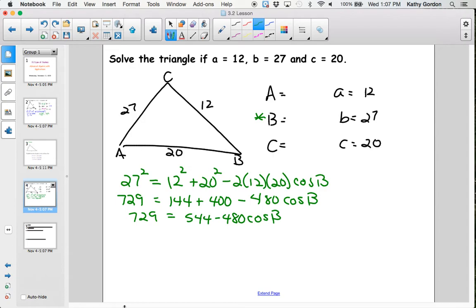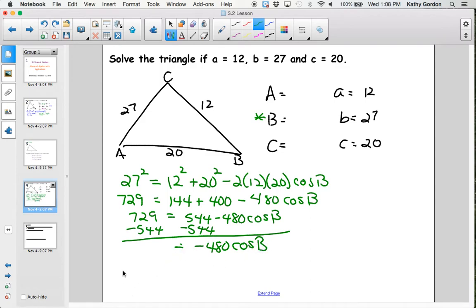Next step? Can I subtract the 544 and the 480? No. And that is actually the most common mistake that people make on this problem. Why can I not subtract 544 minus 480? The 480 is being multiplied by cosine B. Order of operations says I have to multiply before I can subtract. So trying to subtract the 480 is going to get me in loads of trouble and totally mess up my answer. So what do I need to do instead? Subtract the 544, and leave the negative 480 as a coefficient on cosine B.